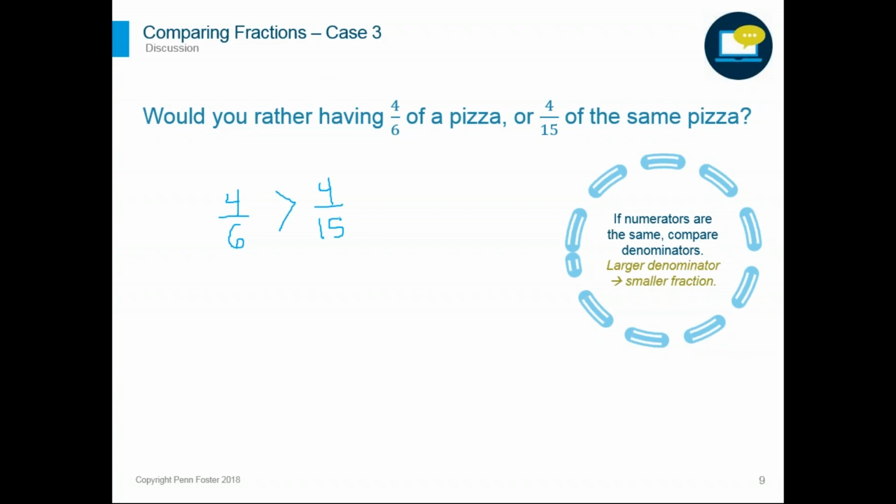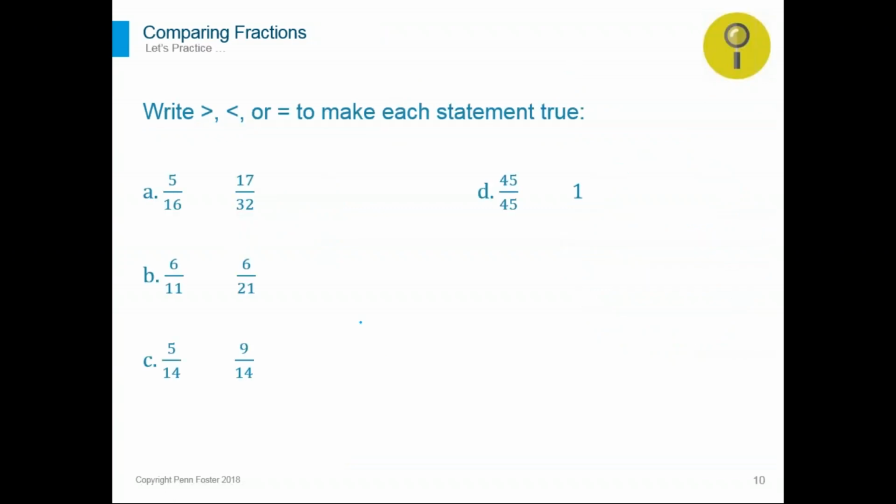So if you want more pizza, you're going to go with option number 1. Less pizza, then you're going to go with option number 2. Okay, let's move on then to the next slide. We're still going to compare fractions, but we're going to have these kinds of problems. Number A, 5 over 16 is what to 17 over 32? We're supposed to use either the greater than, less than, or equal sign to make those statements true.